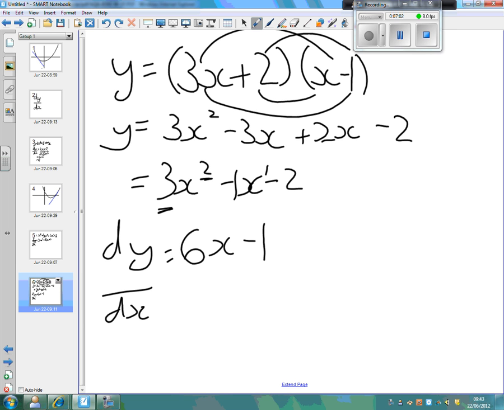So if you took any point on the graph y equals bracket 3x plus 2, close bracket, open bracket, x minus 1, close bracket, and took the tangent to that point, it would have the gradient 6x minus 1. And you can do the same as what you did before and substitute numbers in for the value of x.